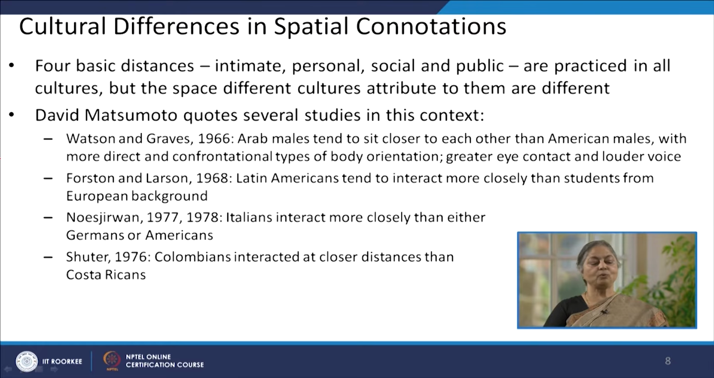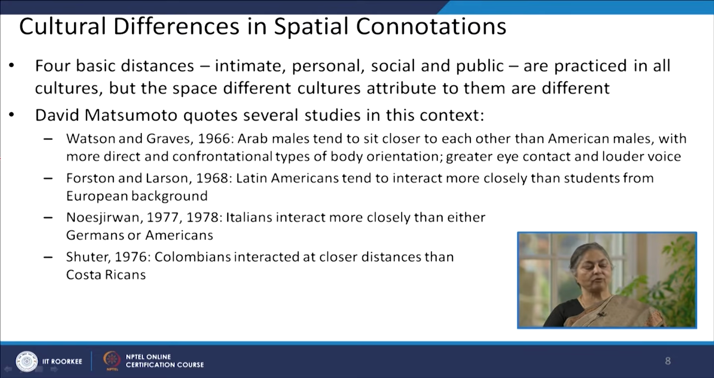Another study which he has quoted is the 1968 study by Falston and Larson, in which it was found that the Latin Americans tend to interact more closely than students from European background. This study was conducted in an academic university background.